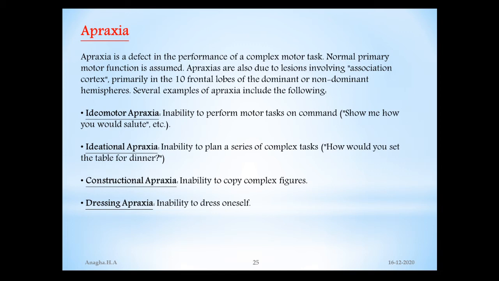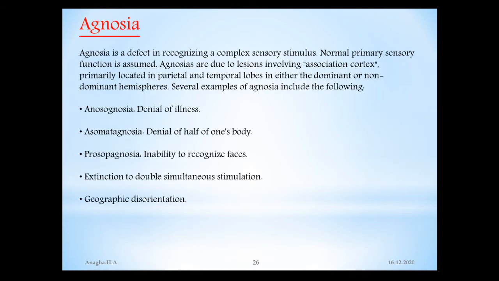So this can be of 4 varieties: ideomotor apraxia, ideational apraxia, constructional apraxia and dressing apraxia. So here there are some questions. You can see the example. How would you set the table for dinner? That is ideational apraxia: inability to plan a series of complex tasks which the patient was performing earlier, but now is unable to perform.